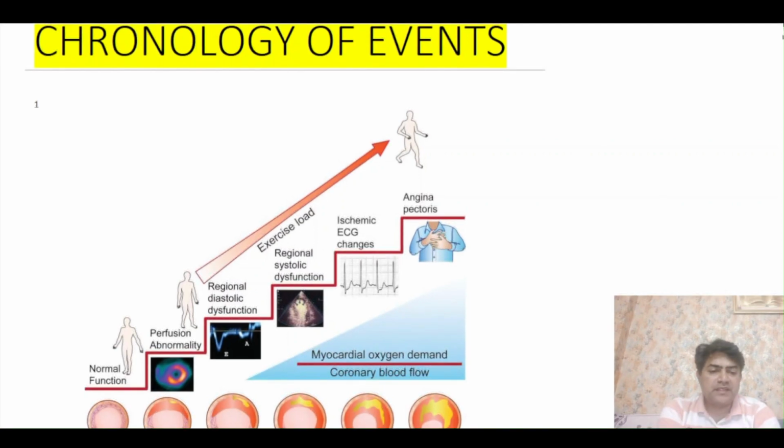Now I would like to emphasize one more term, which is ischemic cardiomyopathy. What is ischemic cardiomyopathy? Patients with ischemic heart disease can also present with cardiomegaly and heart failure, secondary to ischemic damage of the left ventricular myocardium that may have caused no symptoms before development of heart failure. This condition is referred to as ischemic cardiomyopathy.